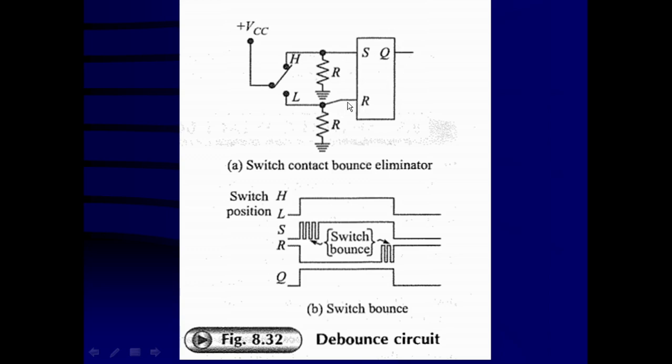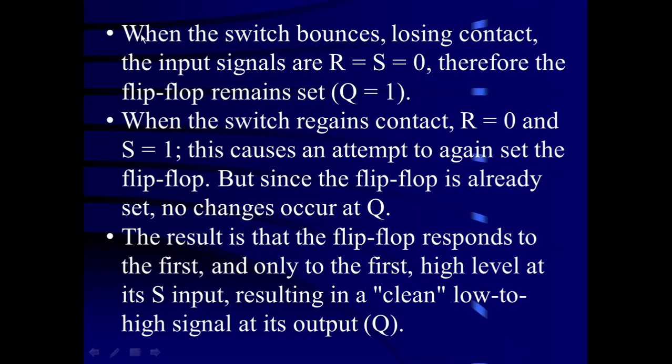And even if there are multiple signals, it does not change because S is equal to 0, R is equal to 0, it is a no change condition. It was reset on the first high level and it remains reset only, which is described here. When the switch bounces, losing contact, the input signals are R is equal to S is equal to 0. Therefore, the flip-flop remains set, Q is equal to 1.